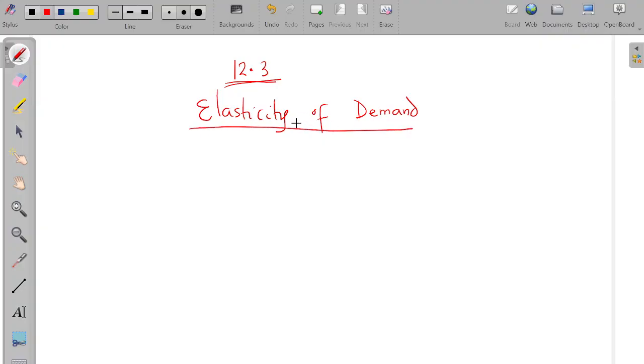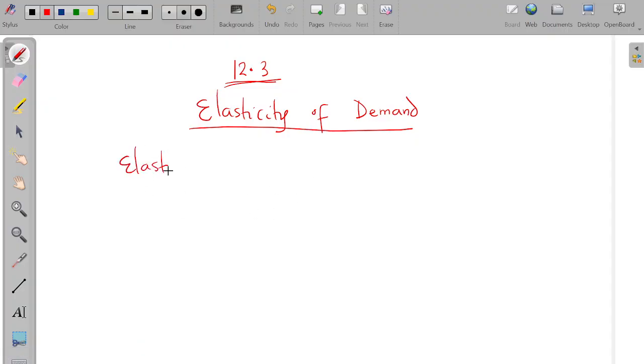Okay, so when we talk about elasticity of demand, we are talking about how we measure the change in price of a product. When there's a change in price, the change in the quantity demanded due to change in price. Okay, so I quickly write something.